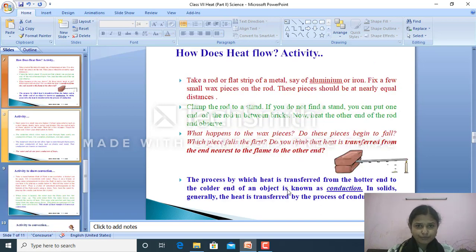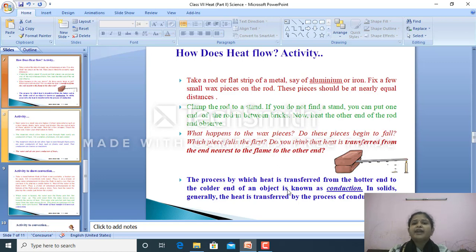Also, there are three modes of transfer of heat. It's not written here, but I am telling you. One by one we will study them in detail. The first is conduction, the second is convection, and the last is radiation. These are the three modes of transfer of heat. Conduction takes place only in solids. Convection takes place in both liquids as well as gases.